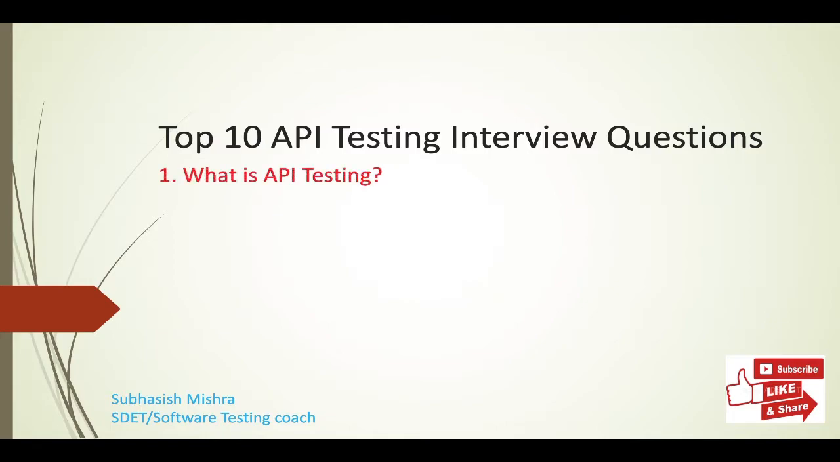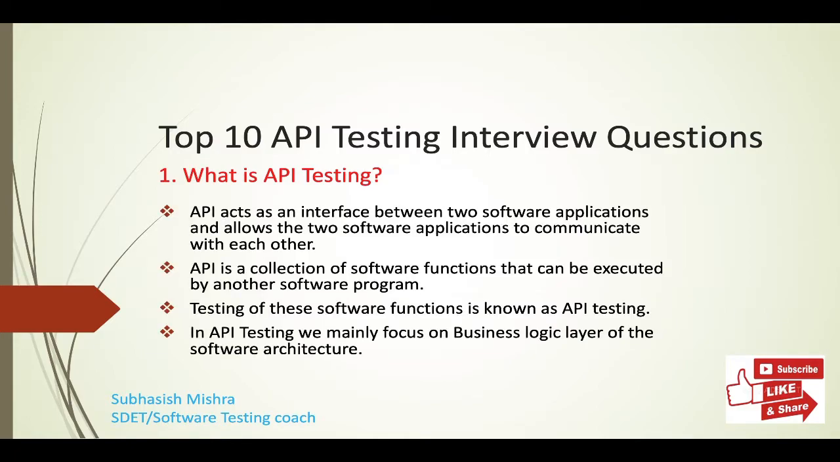The first question is, what is API testing? When you say you have worked on API testing, first thing people ask is, what is API or what is API testing? So you can answer it by explaining starting from the API. Like, API stands for an application programming interface. It is a set of routines, protocols, and tools for building software applications. API acts as an interface between two software applications and allows the two software applications to communicate with each other.